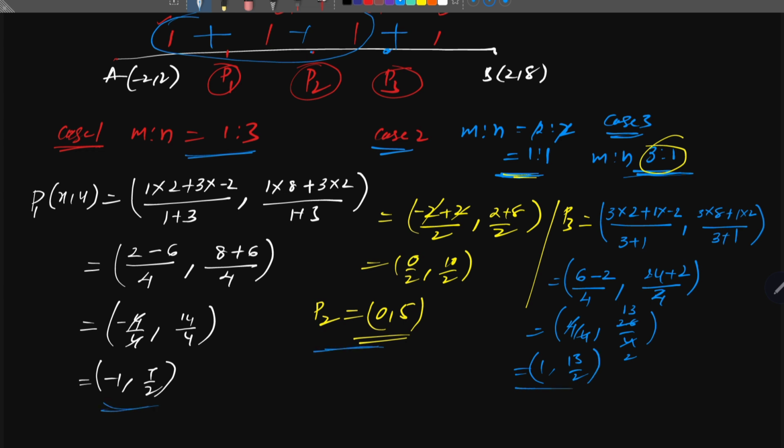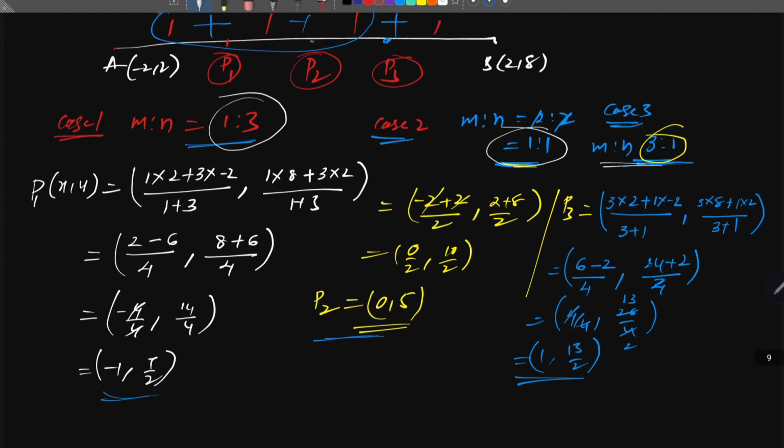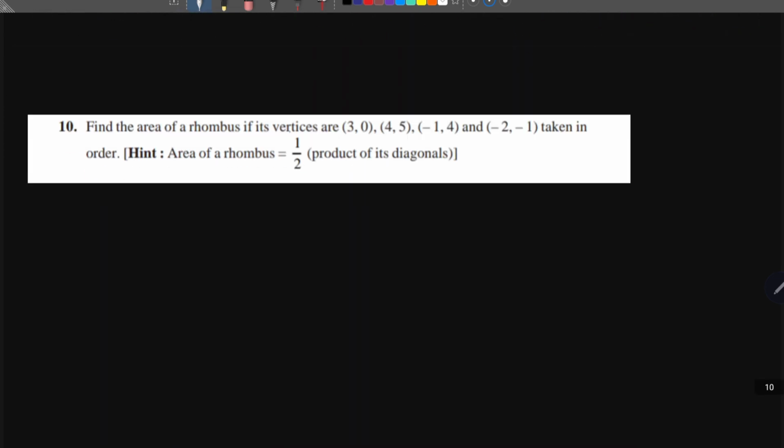Divide the entire line segment into 4 equal parts. Again I'm saying, if 4 different parts are given, first we have to consider 1 is to 3, second 1 is to 1, and third one is 3 is to 1. So move on to the next question.